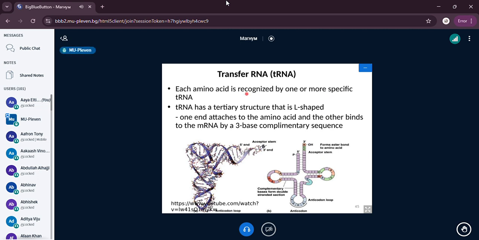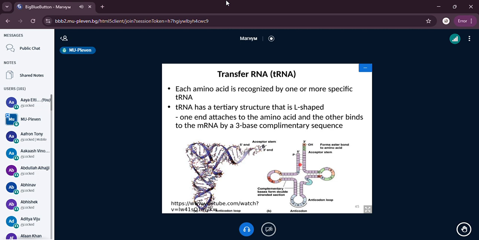For each amino acid, there is a specific transfer RNA. Why? Because each amino acid is coded by one or more codons or triplets, combinations of nucleotides in DNA sequence and or in RNA sequence, and that's why transfer RNA is specific for the amino acid. Means there are at least 30 transfer RNAs corresponding to 20 amino acids.